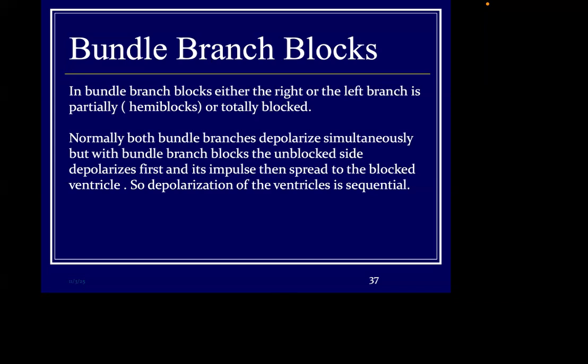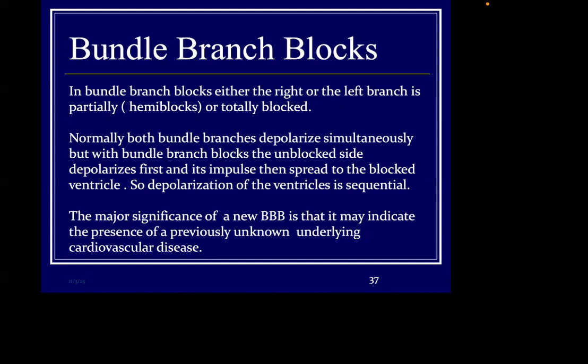When we talk about bundle branch block, we talk about the ventricles. So if you have bundle branch block, the unblocked side depolarizes first, and its impulses then spread to the blocked ventricle. So the depolarization of the ventricles is sequential, not simultaneous. So in bundle branch block, you will not find both ventricles contract simultaneously. The major significance of a new bundle branch block is that it may indicate the presence of previously unknown underlying cardiovascular disease.